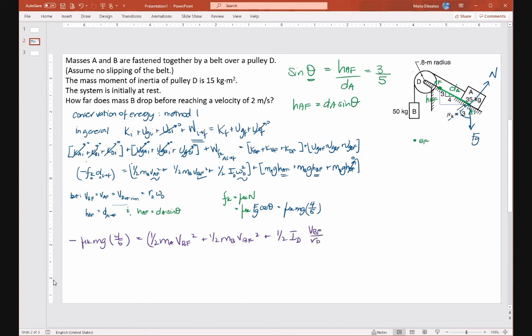Does everybody see that? Okay, all we did is solve for VD, and in this case, solving for omega D. In this case, omega D is VD divided by RD, but VD is VBF. Everybody okay?